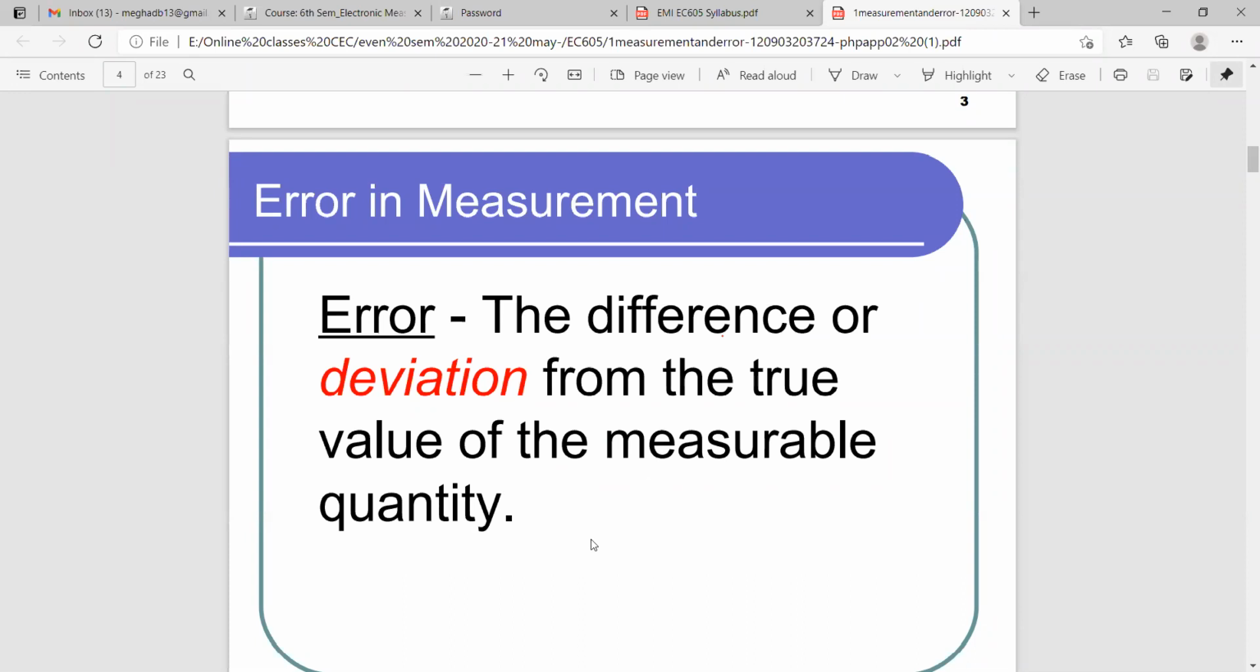Suppose X is an object, and its true value is something already given in a book. Suppose its true value is 1, but after my measurement, I saw that in that X object, the measured value I am getting is 1.2. So 0.2 is the error. That means the difference or deviation from the true value of the measurable quantity is called the error. I hope this much is clear to you all.